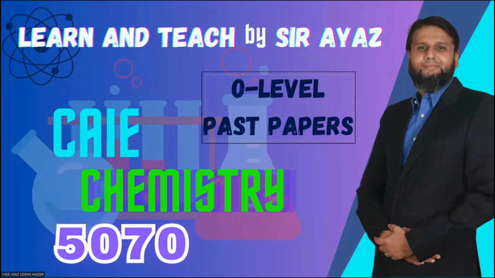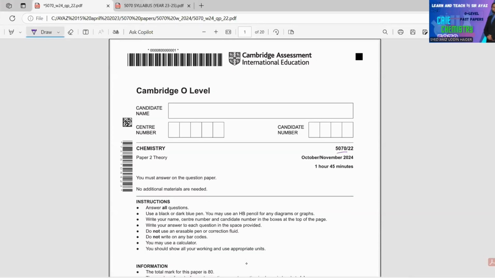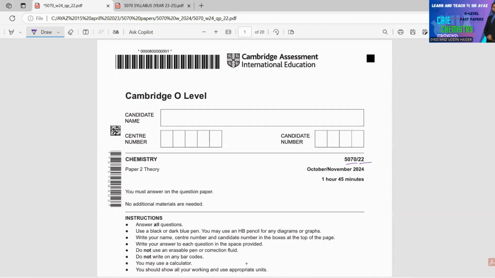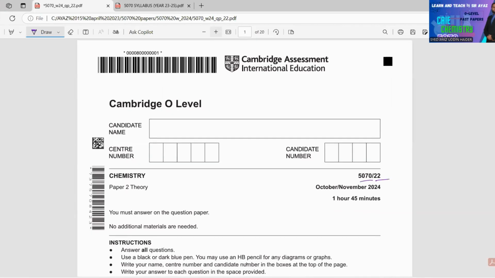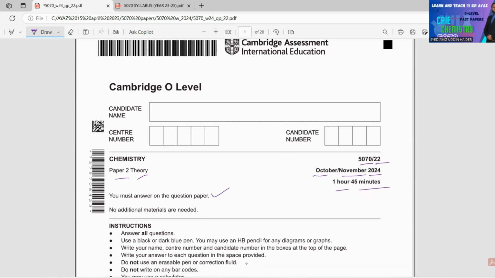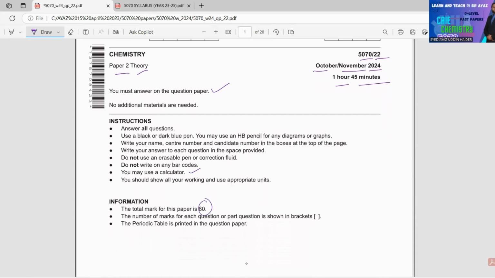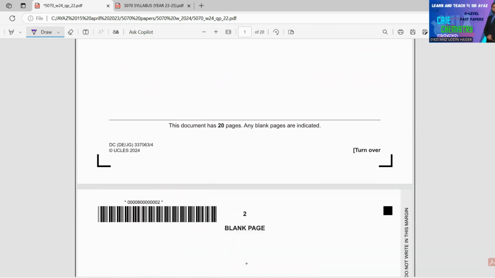So I'm continuing my past paper sessions, and this time I've selected O Levels 5070, Variant 22, of October/November 2024. You know the total time: it's 1 hour 45 minutes. It's Paper 2 theory. You have to answer all the questions. You can use a calculator. The total mark for this paper is 80. Your table is printed in the question paper. So let's start the paper.